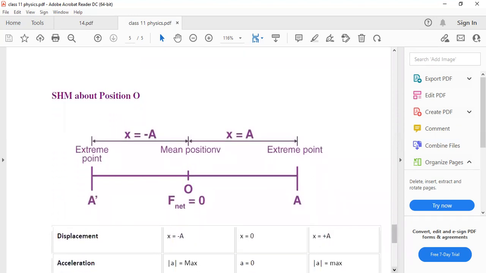So students, there is 1 mean point and 2 extreme points. At the right hand side there is x = A, and at the left hand side there is x = −A. The net force will be equal to 0 at the mean position. Okay. And the displacement is A and −A. Okay.